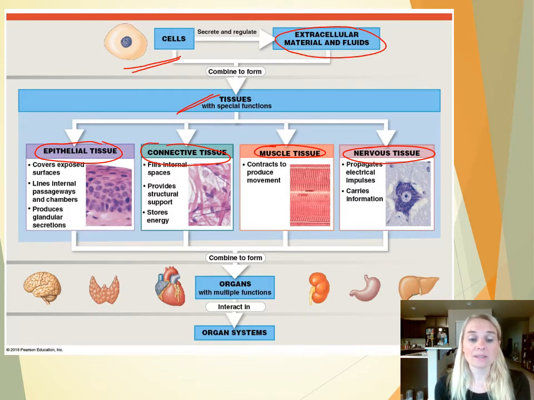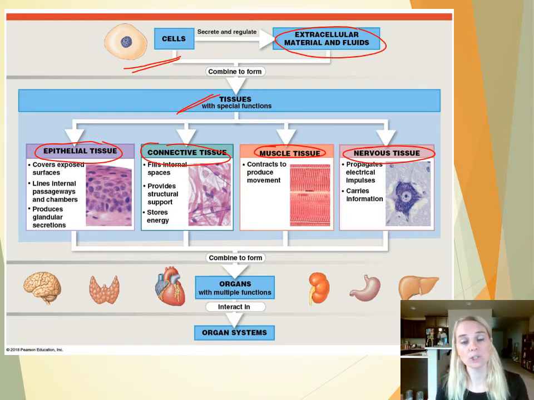The next group is connective tissue. So this is probably the most diverse of the categories because it ranges anywhere from the fluid-like blood to the solid-like bone with everything in between. So it fills internal spaces like a packing material. It provides structural support like bone and cartilage. It stores energy like adipose tissue. So it's a big grouping and also very diverse in its structures and functions.